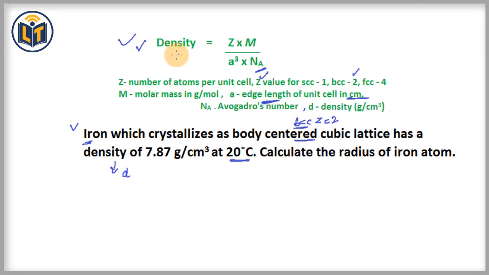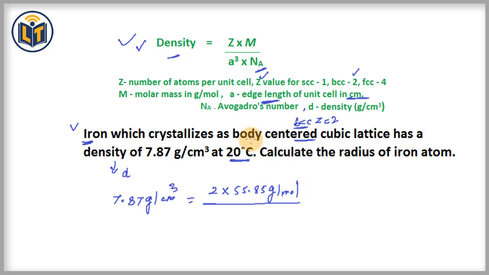Here we have density value given, that is 7.87, and it is gram per centimeter cube, is equal to Z value is given. Z is equal to 2 because BCC structure is there, that's why we have 2 atoms per unit cell. And M is the atomic mass of this element. Atomic mass you can find out in the periodic table of elements, that is 55.85, and its unit is gram per mole.